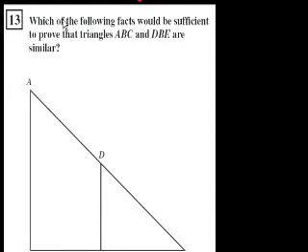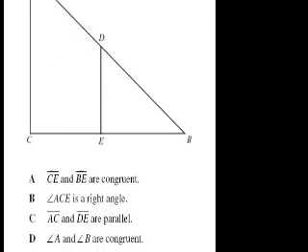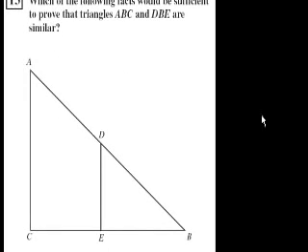Okay. Which of the following facts would be sufficient to prove that triangles ABC, that's the big triangle, and triangle DBE, that's the small one, are similar? So we have to prove that all of their angles are similar. And I can guess where this is going without even looking at the choices. First of all, they share the same angle, right? Angle ABC, this angle, is the same as angle DBE. So they share that same angle.